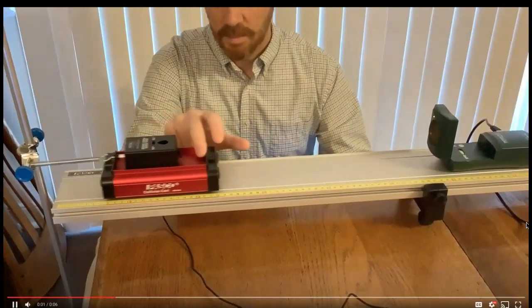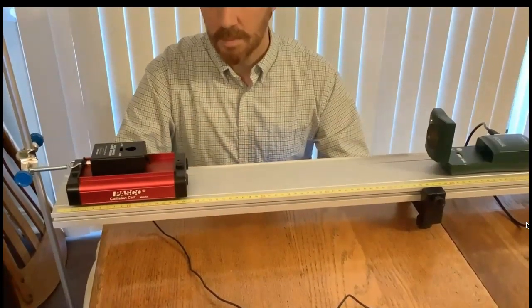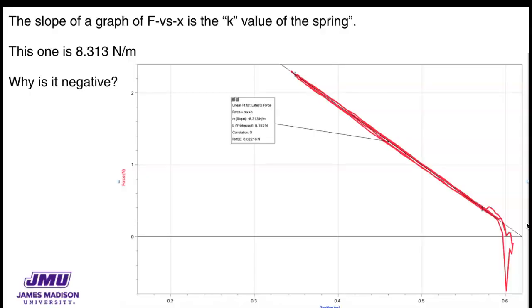So here's the setup. I stretch the spring, then I bring it back. The motion detector is on the right to measure how much I've moved the cart. The cart is only here to make it easier for me to get a smooth measurement as I stretch the spring. How far the cart moves is however far the spring stretches. And this is the graph that I got.